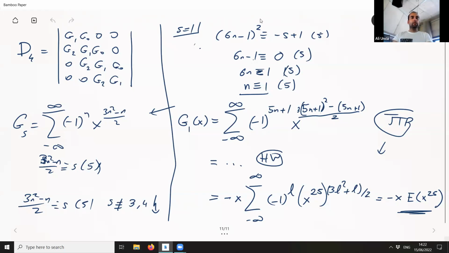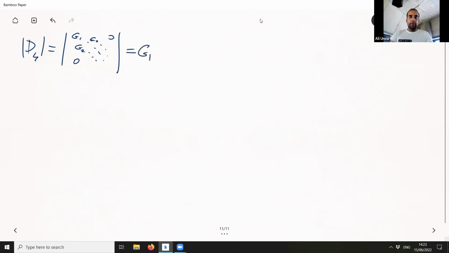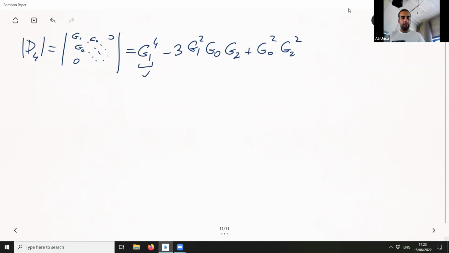All right, let's write that determinant. The fourth determinant is that G1's going down, G0's here, and G2's here, and nothing else, all zeros, is G1 to the 4, minus 3 G1 squared G0 G2, that combination, plus G0 squared and G2 squared. So we now know what this portion is. If we can identify the other two, we're going to be good.